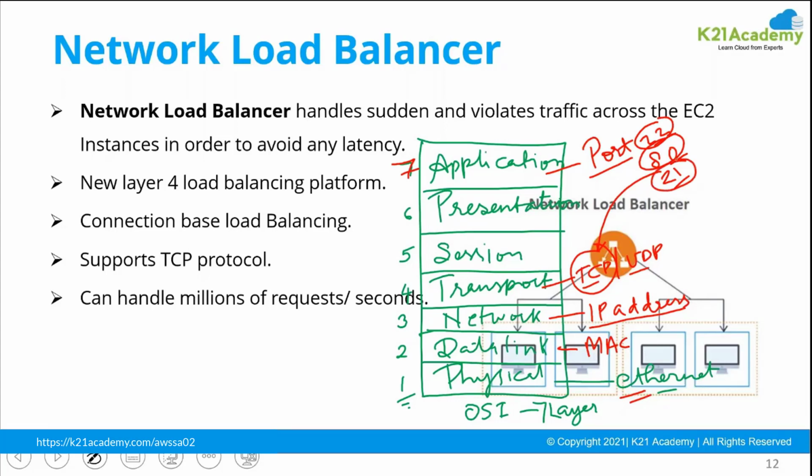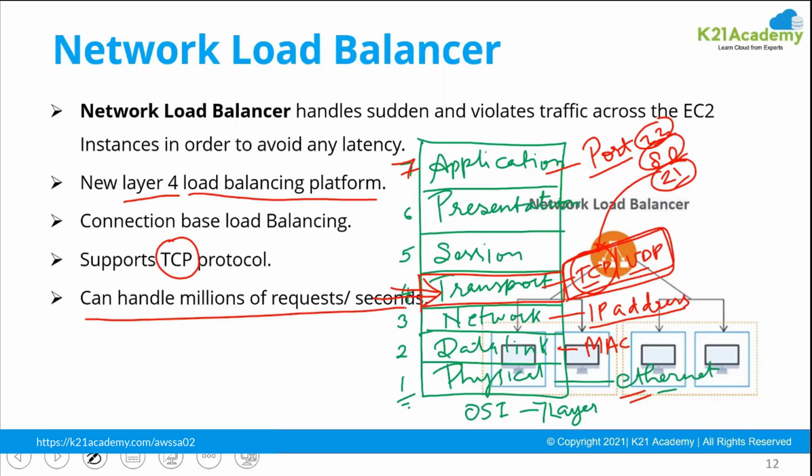Okay, so the network load balancer that we are talking about performs the load balancing based on layer 4 visibility. That means whether your traffic is TCP or UDP kind of traffic. So it provides the load balancing by studying this particular category. This is a load balancer which performs the load balancing based on the visibility that you get via layer 4. It supports the TCP protocol and can handle millions of requests per second. This is what your network load balancer is.